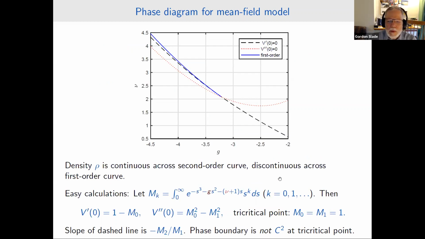So what we proved is that the density is 0 up here in the dilute phase. It's non-zero down here in the dense phase. It's continuous across this second order curve, discontinuous across the first order curve. So as you approach the first order curve from above, the density will be approaching 0 because it's always 0 in the dilute phase. Whereas if you approach from below, it will have a non-zero limit.